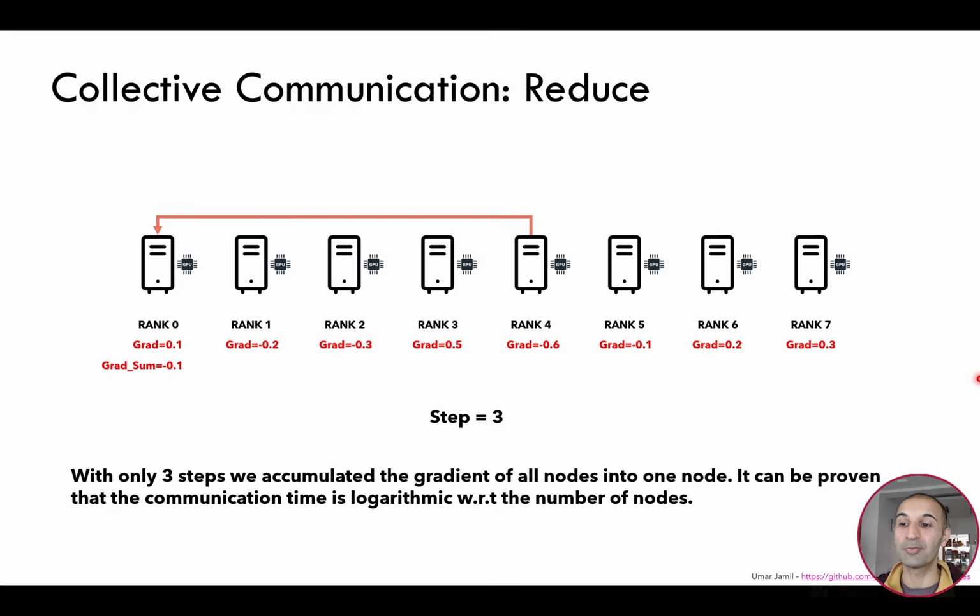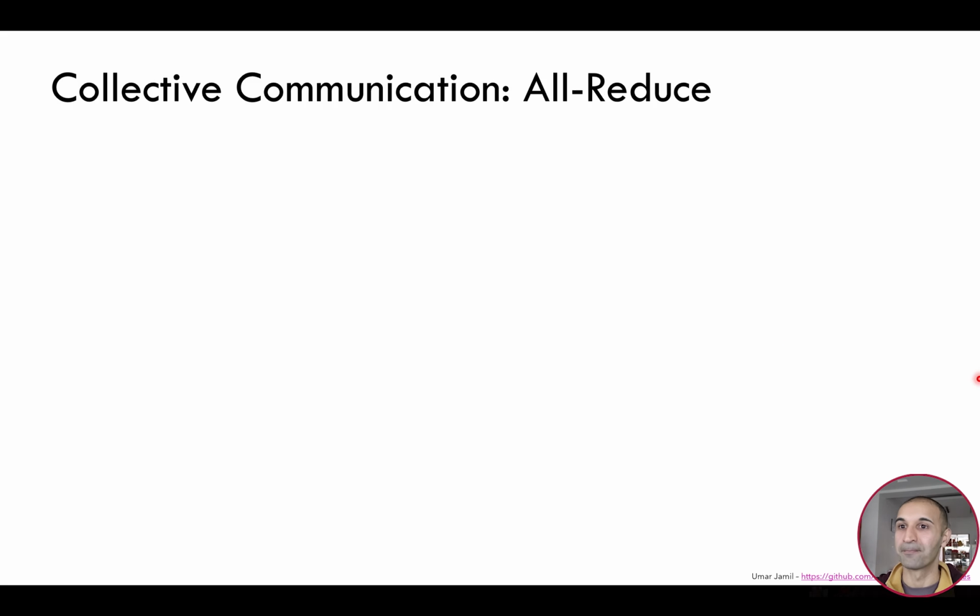So with only 3 steps, we accumulated the gradient of all nodes into one single node, and it can be proven that the communication time is logarithmic with respect to the number of nodes. And this is very typical of all the divide and conquer approaches.